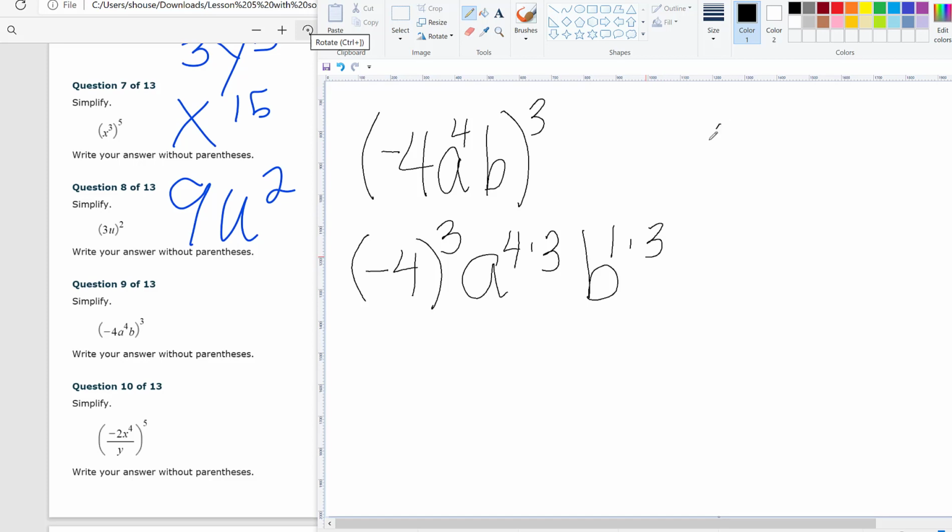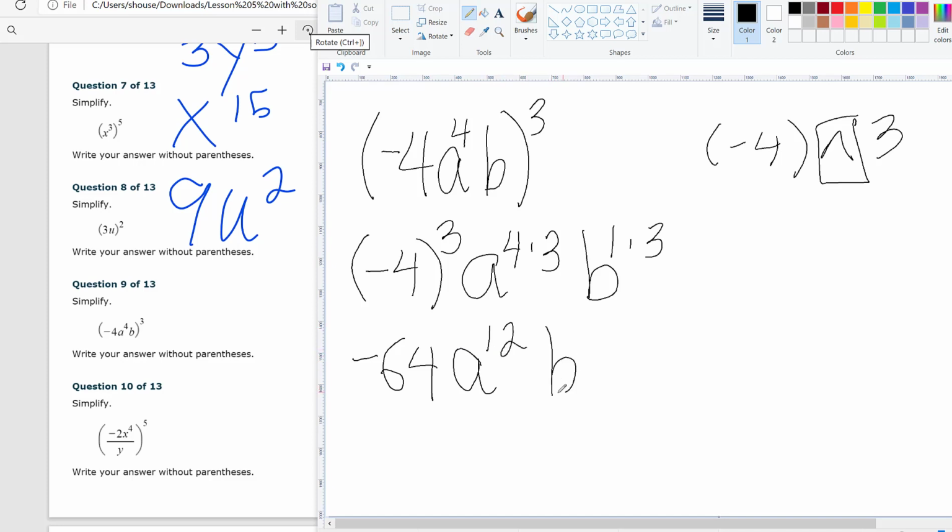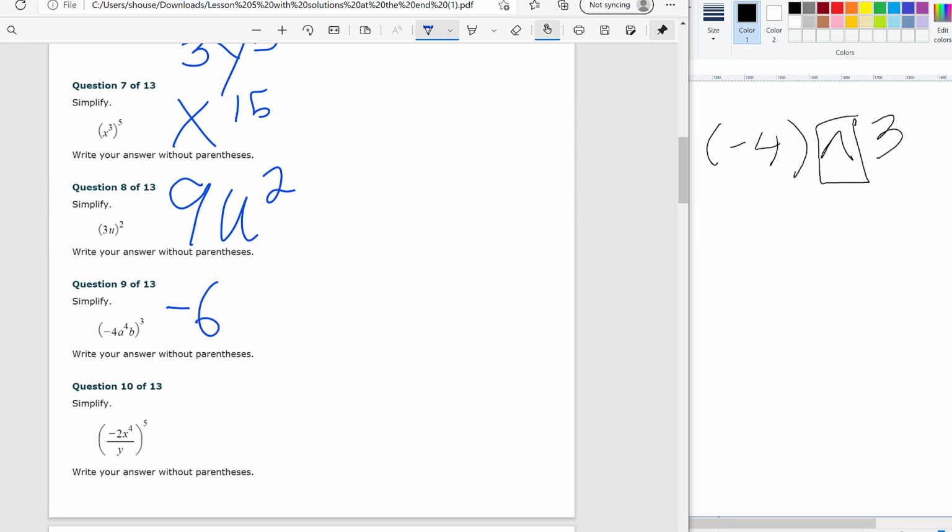You can do the -4 to the 3rd on your calculator using the caret key. That's going to give you -64. A to the 12th, b to the 3rd. So -64, a to the 12th, b to the 3rd.